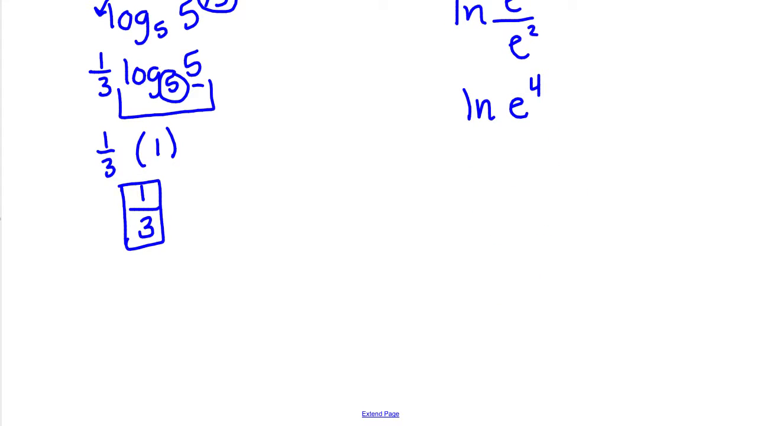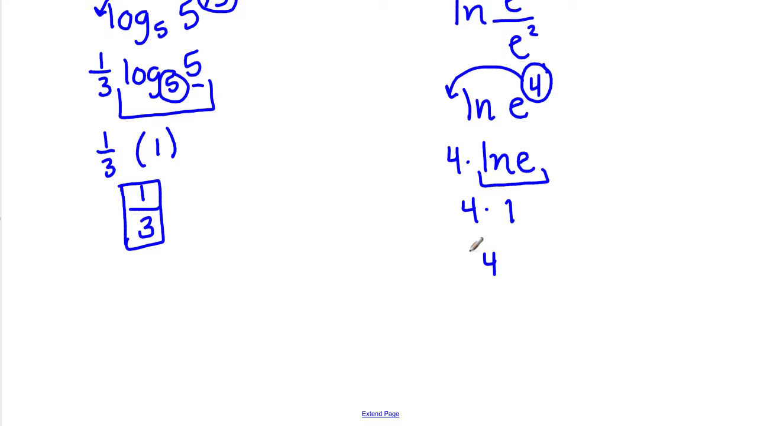Another way to address this problem is, from this point, we can use the power rule and rewrite this as 4 times the natural log of e. And remember one of your basic properties, the natural log of e just equals 1. So you're left with 4 times 1, or just 4.